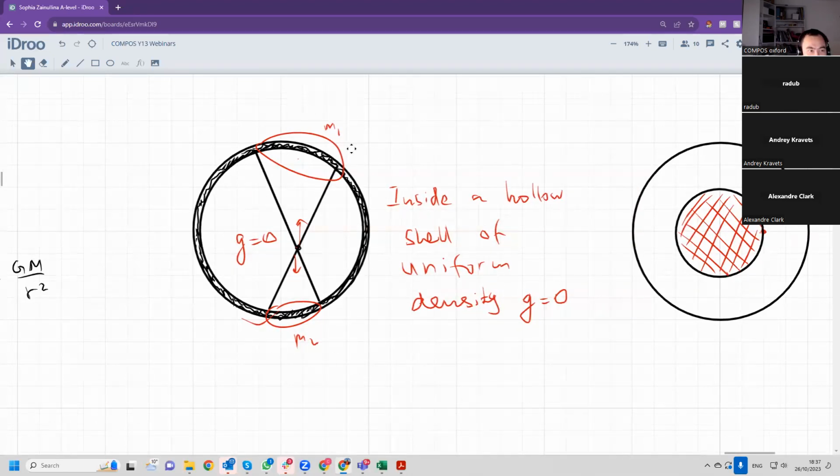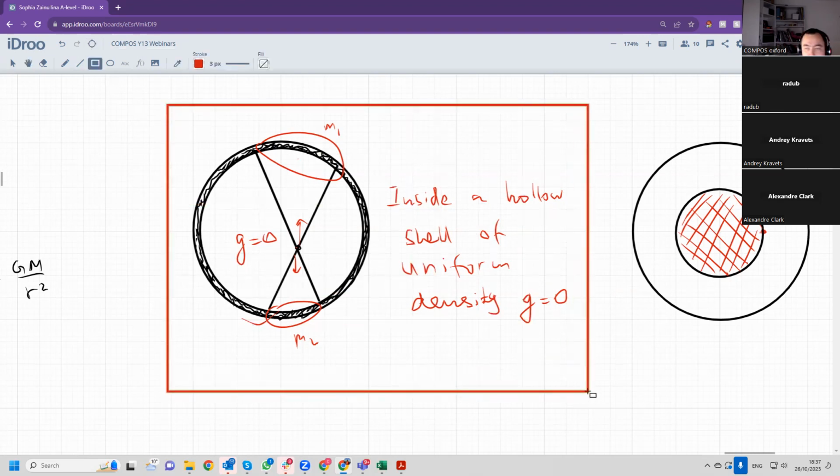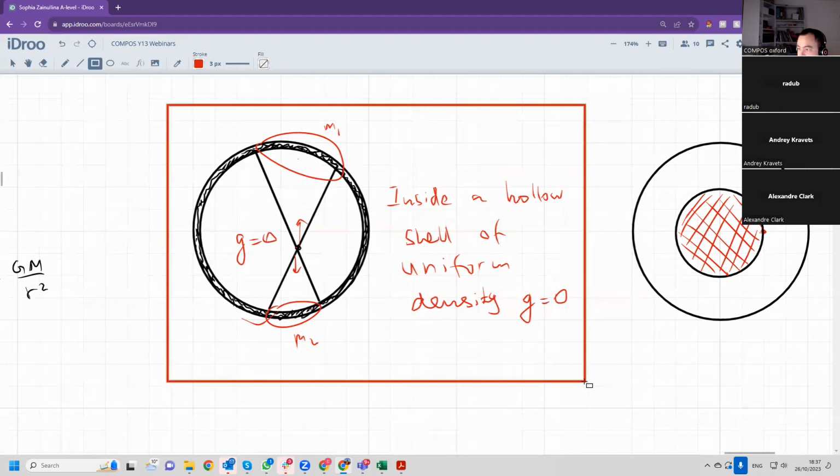Samadrito, do you understand that if you're inside a hollow shell, the gravitational field inside is 0? Do you understand what I mean by that? I understand what you mean, but I don't know why that is true. Okay, good point.